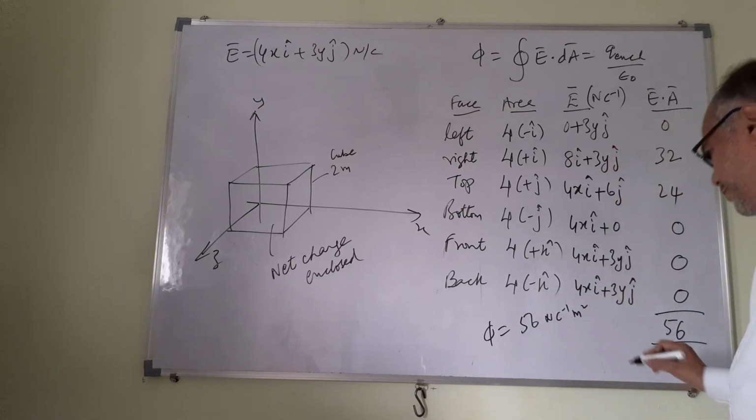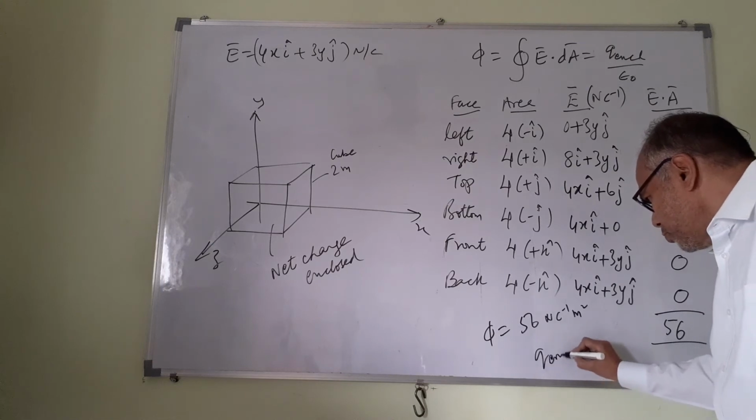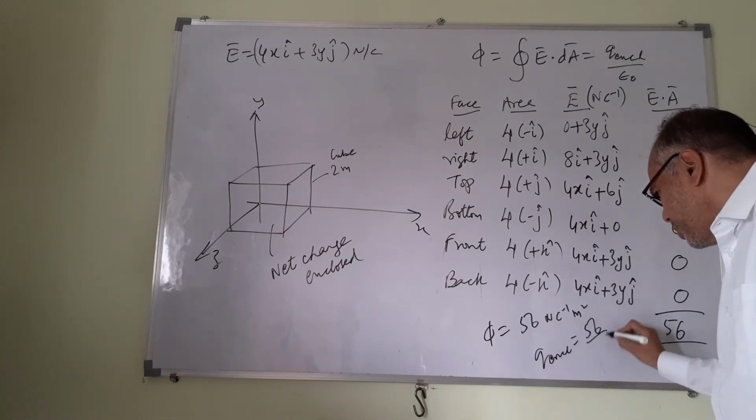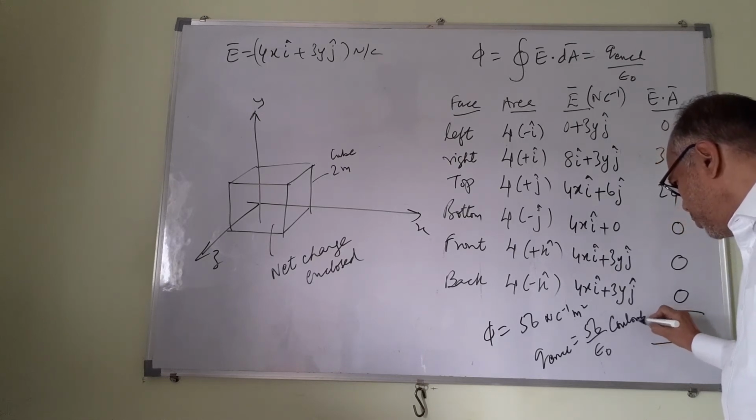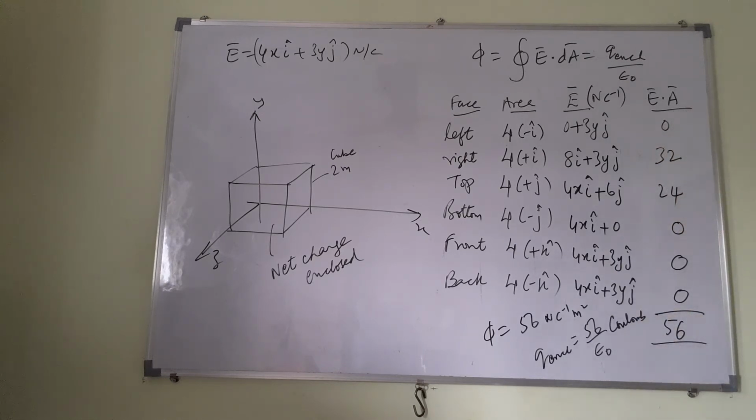So you would have the charge enclosed would be 56 by epsilon naught Coulomb. That would be the answer.